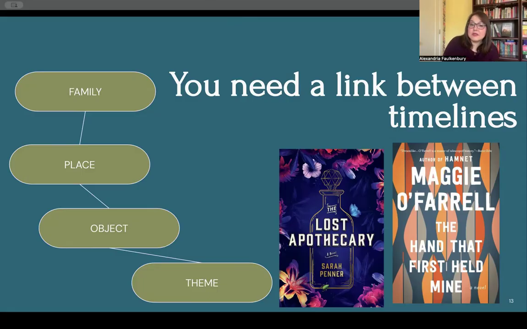But you can also use theme to connect your storylines. Maggie O'Farrell's The Hand That First Held Mine is a great example of this. There is a tangible connection between the stories, but you do not get to know that connection until very close to the end of the story. So for most of the story, they feel disconnected. However, both storylines, both timelines center women who are struggling with motherhood and love and relationships. So those kinds of themes of how do we proceed in these relationships? How do we navigate motherhood when we feel unprepared for it? Those themes connect the stories together long before we find out the actual tangible connection between the two timelines.